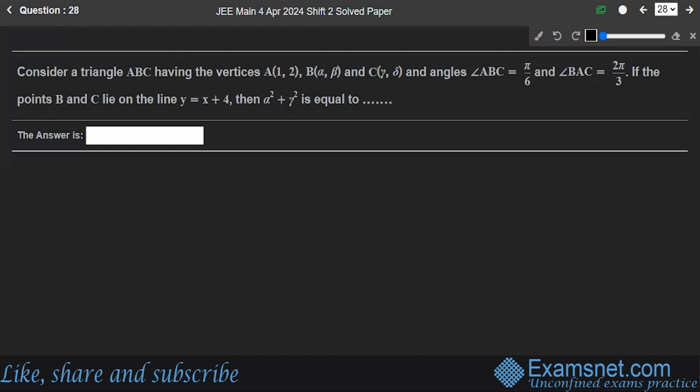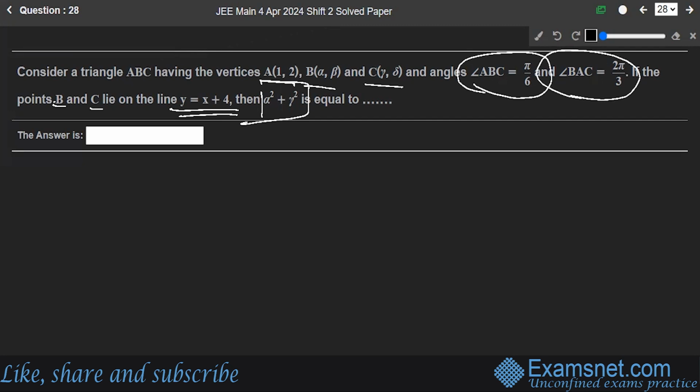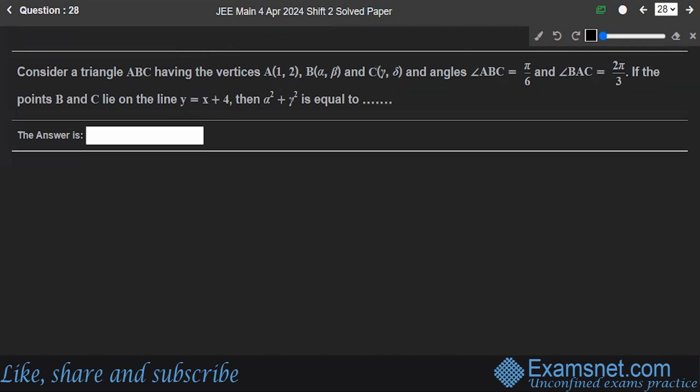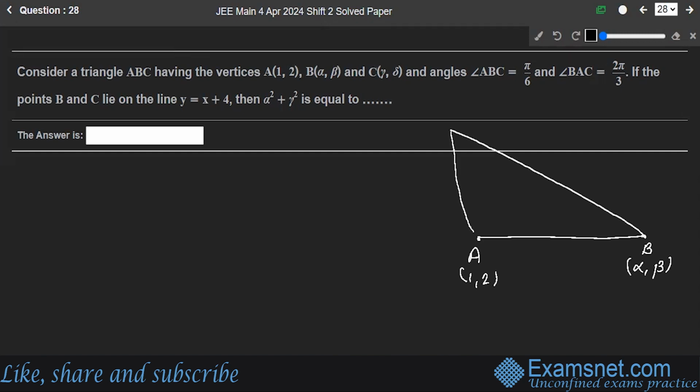Question number 28, consider triangle ABC having these three vertices and angles ABC is this, BAC is this. If the points B and C lie on this line, then what is the value of alpha square plus gamma square? Let's make this triangle, let it be like this. You are having this point as A, 1, 2, and let's say this is the point B, alpha, beta. And according to the question, ABC is pi by 6, so something like this. And BAC is 2 pi by 3. Something like this, the triangle is.